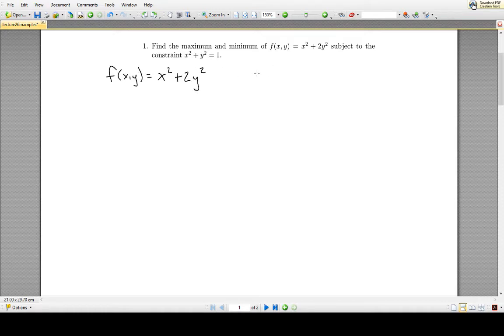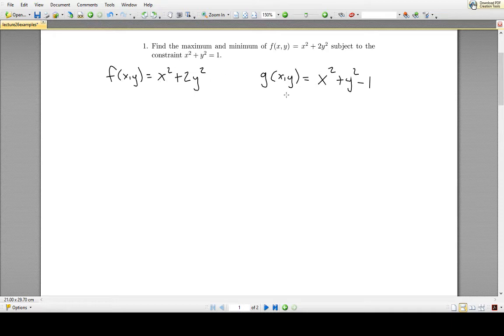And then I'm also going to write down another function, g of x, y, which is essentially the constraint. So I'm going to take this 1 on the right side of the constraint and move everything over to the other side of the equal sign, and I'm going to call that g of x, y. So that's going to be x squared plus y squared minus 1. Again, the reason this shows up as a minus 1 is I've moved everything over to the left-hand side, and I've given that left-hand side a new name. I've called it g of x and y.